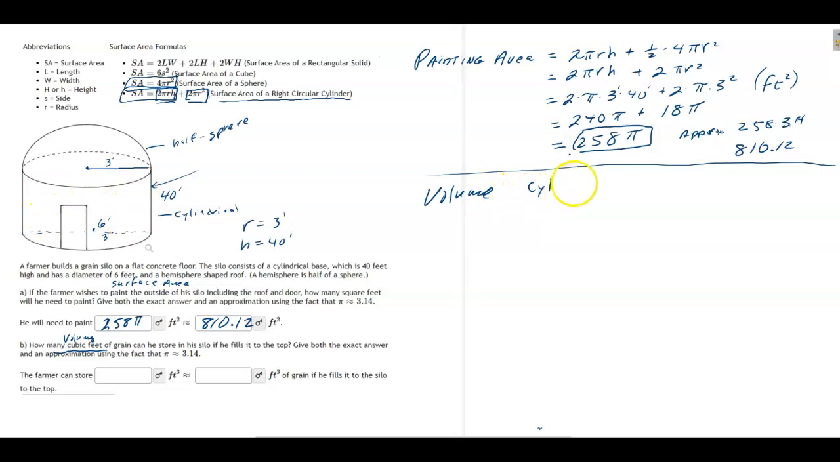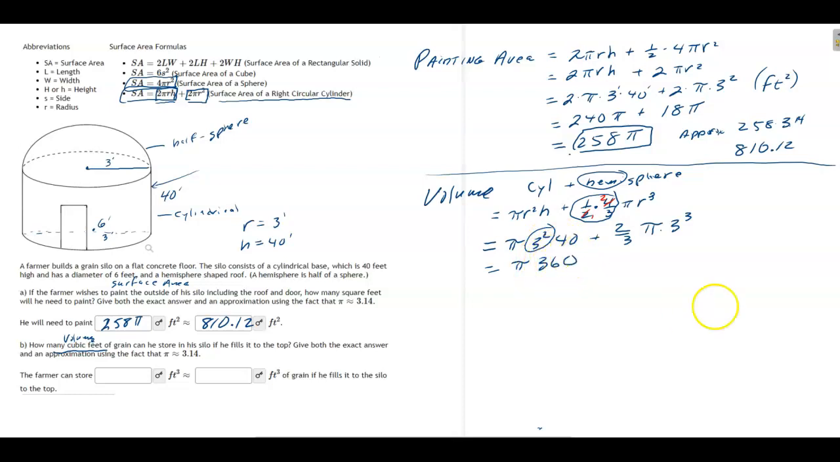So for the volume, we have a cylinder and we have a hemisphere. The volume of the cylinder is pi r squared h. And the volume of a sphere is 4/3 pi r cubed. But it's a hemisphere, so I'm going to multiply that by a half. Half of 4/3 pi r cubed. Let's plug in our values. Pi times 3 squared times 40 plus, now 1/2 times 4/3, that 2 and the 4 could reduce to 1 and 2. So that's going to give us 2/3 pi times 3 to the third power. Doing that calculation, 3 squared is 9, and 9 times 4 is 36, so that's 360 pi.